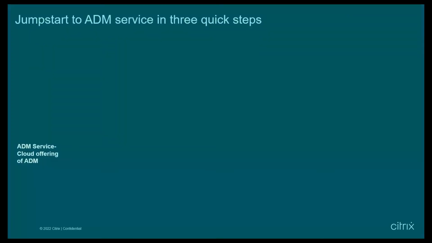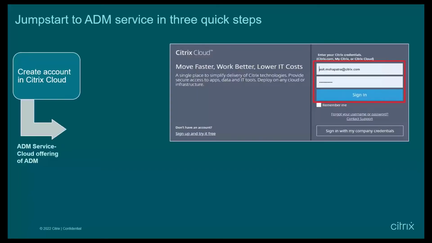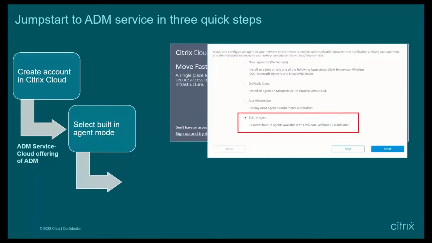So for all of you who've not yet onboarded onto ADM service, these are the 3 quick steps in which you can jumpstart to ADM service. Firstly, create an account in Citrix Cloud. Second, select built-in as the agent mode. While there are other modes as well which you can go for, built-in is the fastest possible way to get started with management and monitoring capabilities.